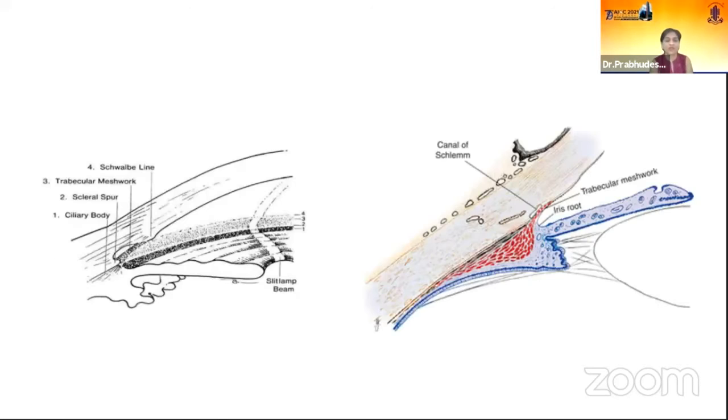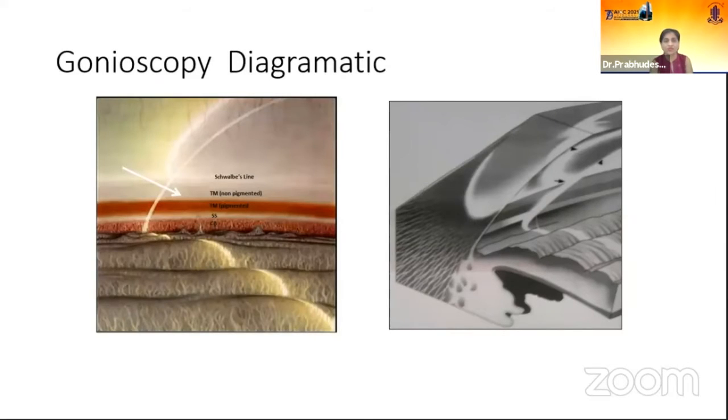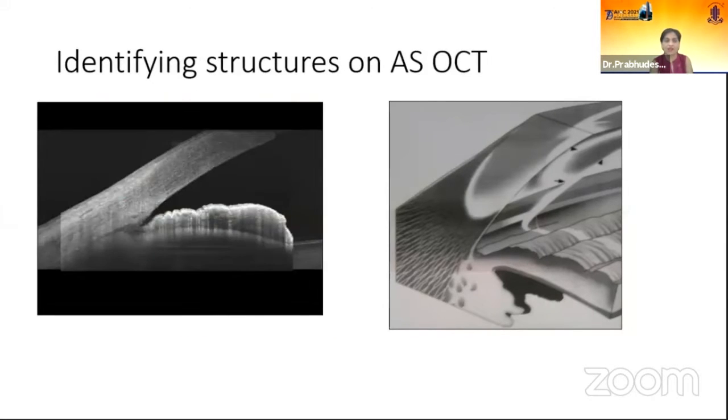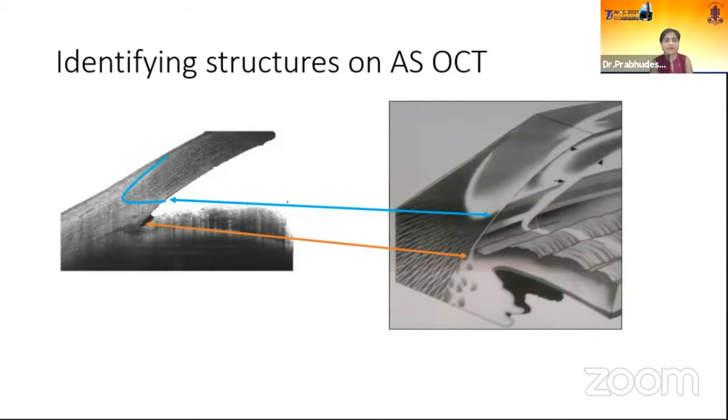So coming to angle structures, we know this diagrammatic representation, how to identify a scleral spur and other factors. We have seen how a corneal wedge has to be identified and how it corresponds with gonioscopy diagrams. Now let's see how we can identify structures on ASOCT. So this is Schwalbe's line here, and this is the scleral spur. We will see in detail now.